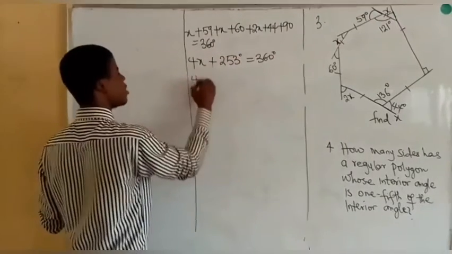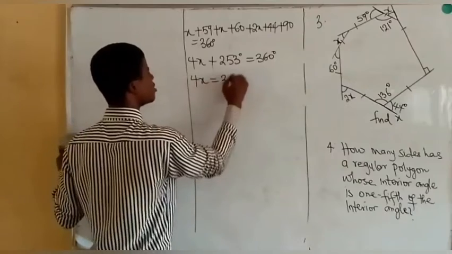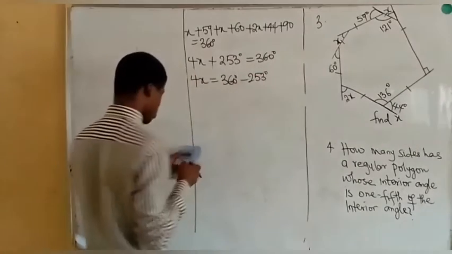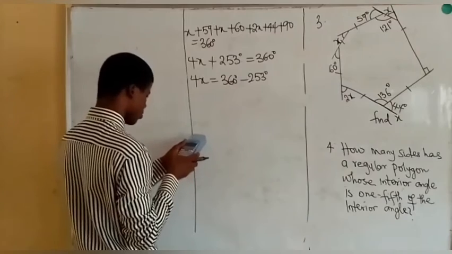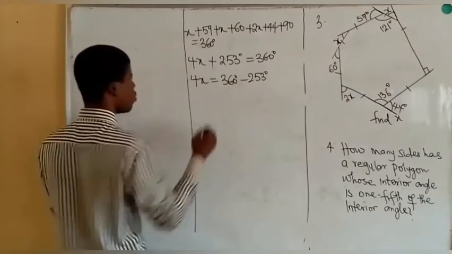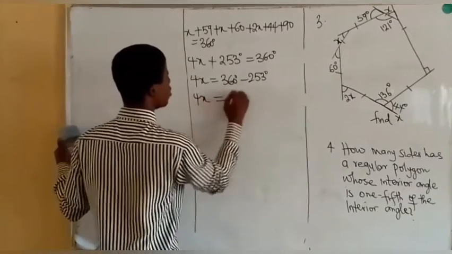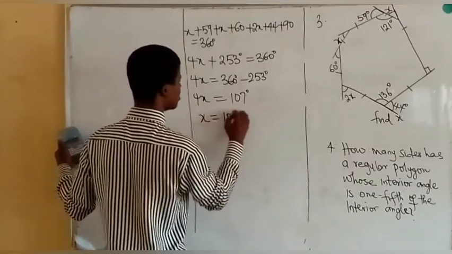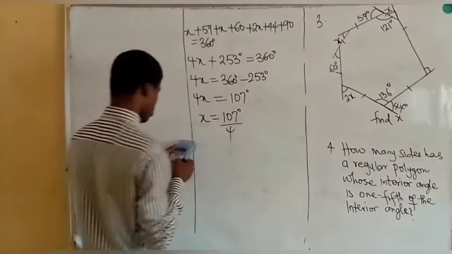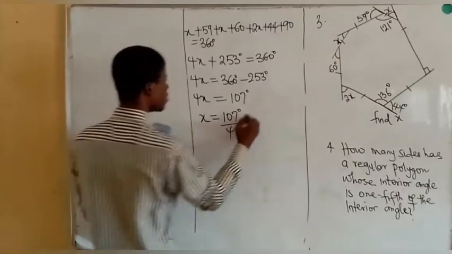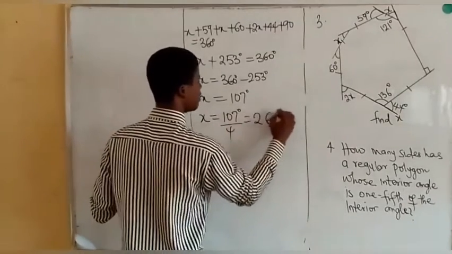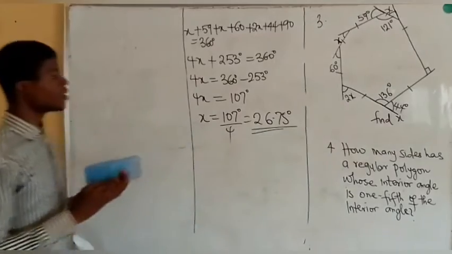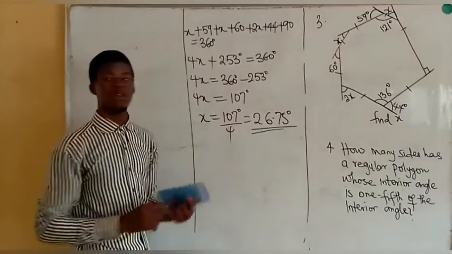So, collecting the terms, 4x will now be equal to 360 degrees minus 253 degrees. So this gives me 107 degrees. So 4x is equal to 107 degrees. So x will now be equal to 107 degrees over 4. So this divided by 4 is what? 26.75 degrees. So as far as this problem is concerned, x is 26.75 degrees.